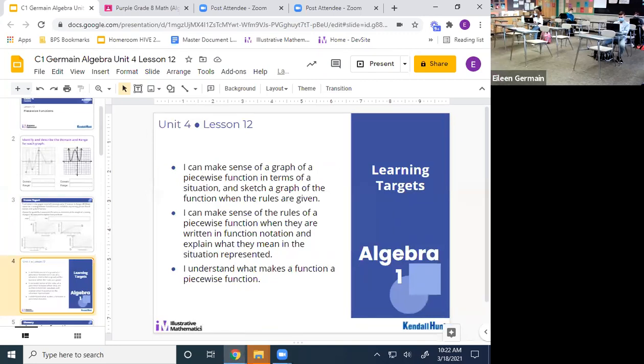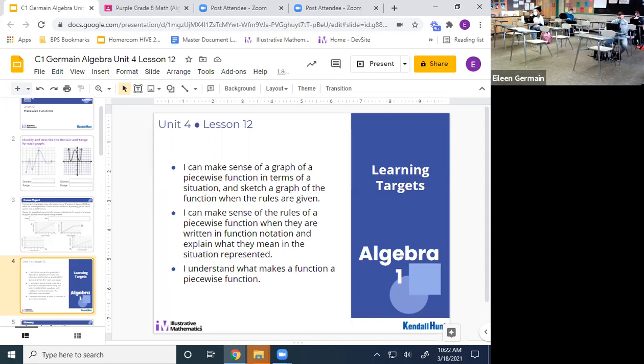Okay, our targets for today. Number 1, I can make sense of a graph of a piecewise function in terms of a situation and sketch a graph of a function when the rule is given. We're going to be making some graphs today with some piecewise functions, and we're going to be able to look at graphs and understand what they're telling us.